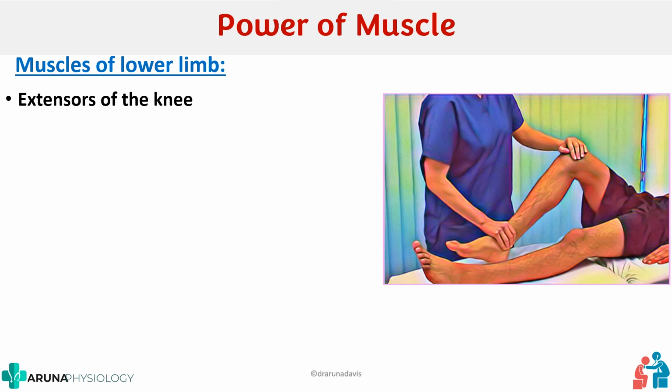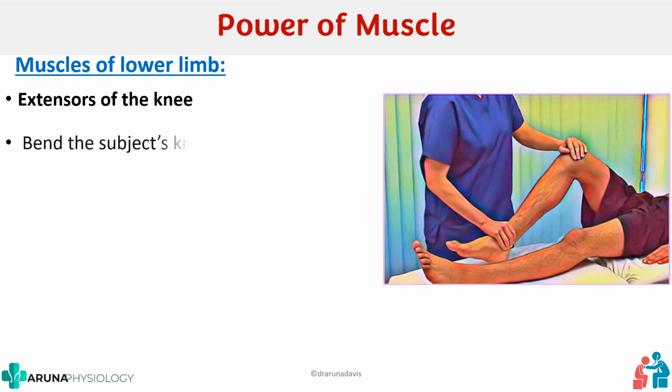So as I said in the previous video, the basic concept is you ask the subject to do the function of the muscle. So if you're going to test for the extensors of the knee, you have to first keep the leg in the flexed position and then ask the subject to extend the knee. At that time, you'll apply resistance.